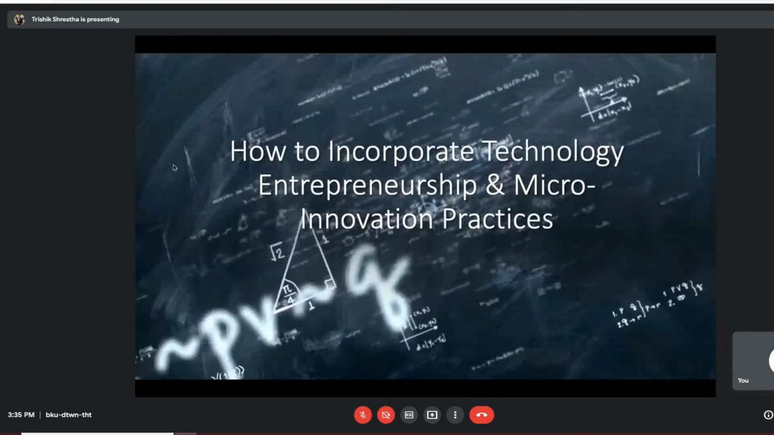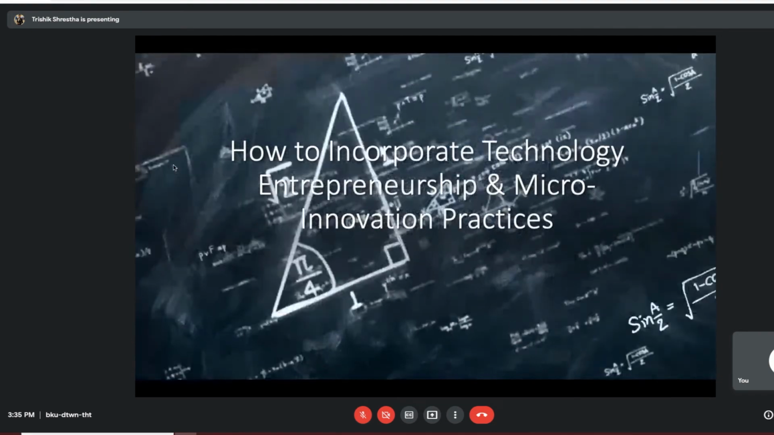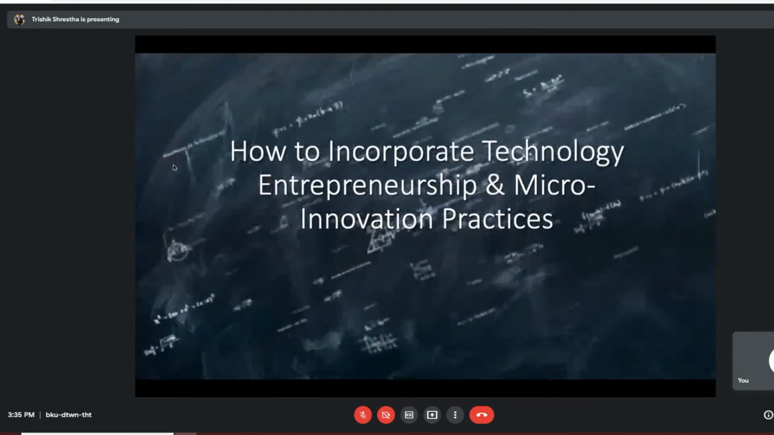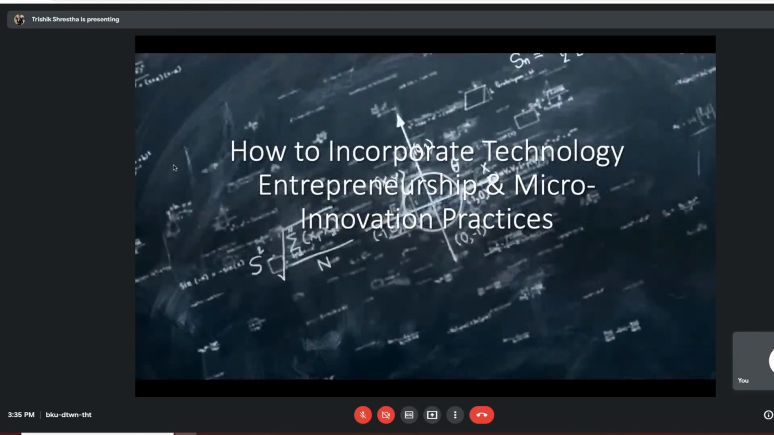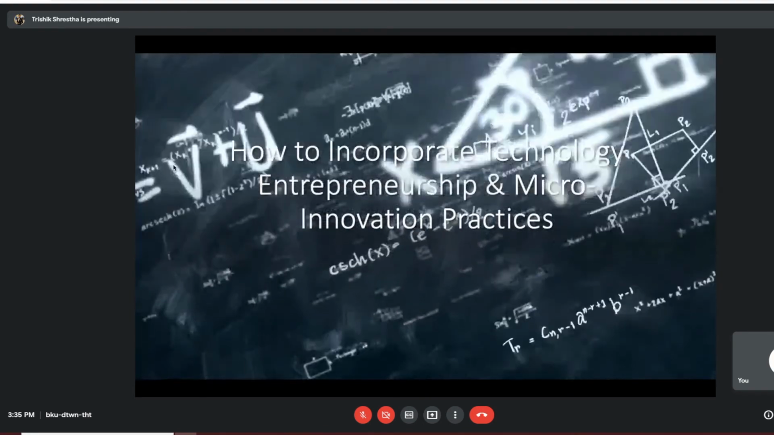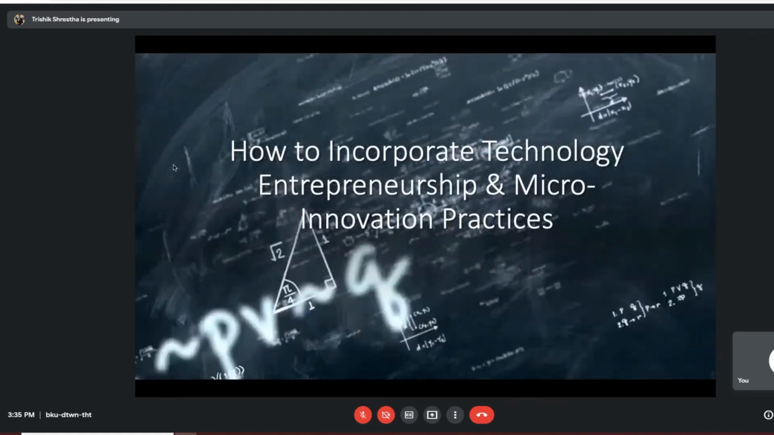Now we have moved on to the final section of our guest lecture, which is how to incorporate technology entrepreneurship and micro-innovation practices. This is where we start to answer Prajwal sir's questions. We know what the terms are, right? We know what innovation is, we know what technology entrepreneurship is, and we know what micro-innovation is.